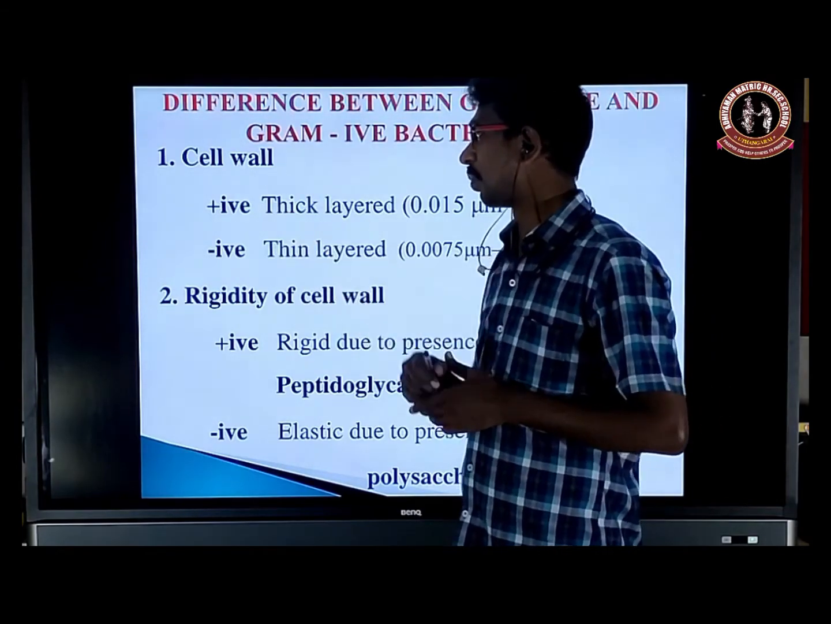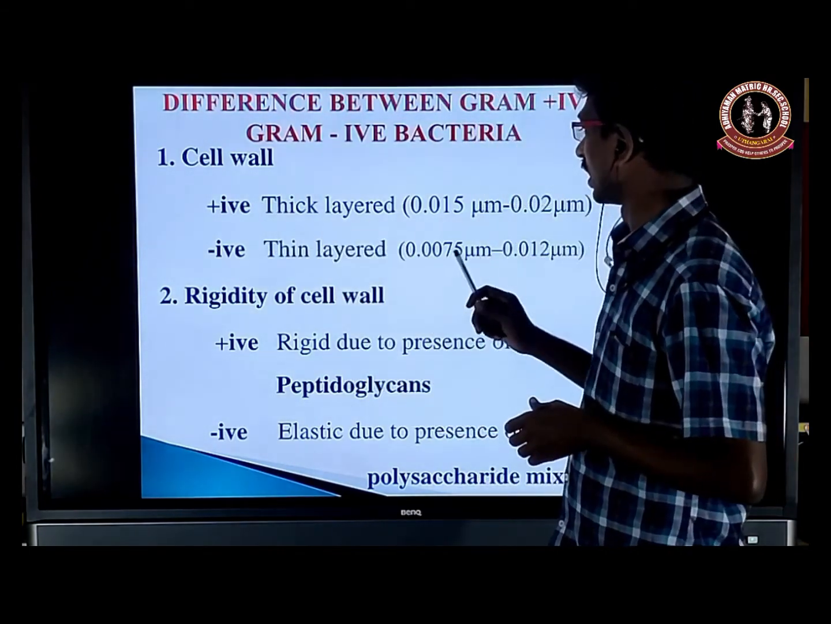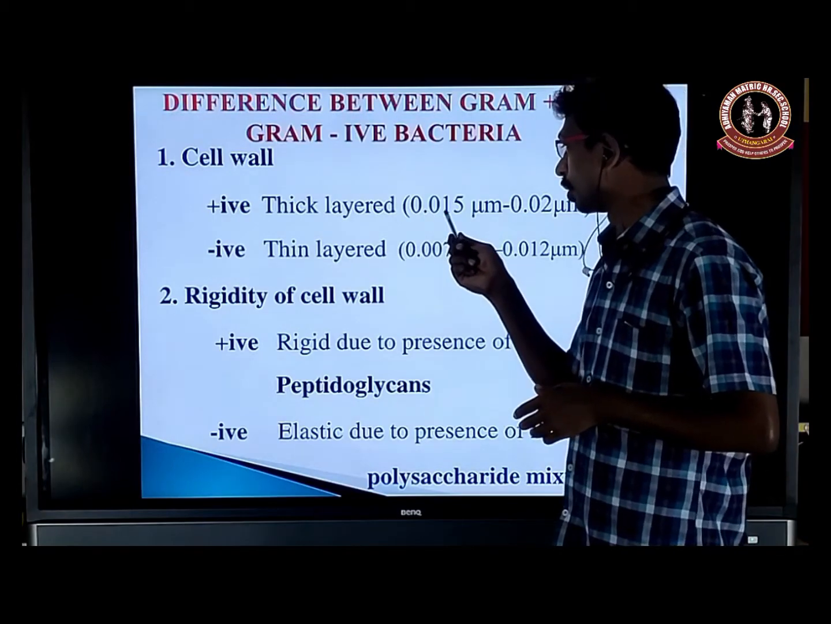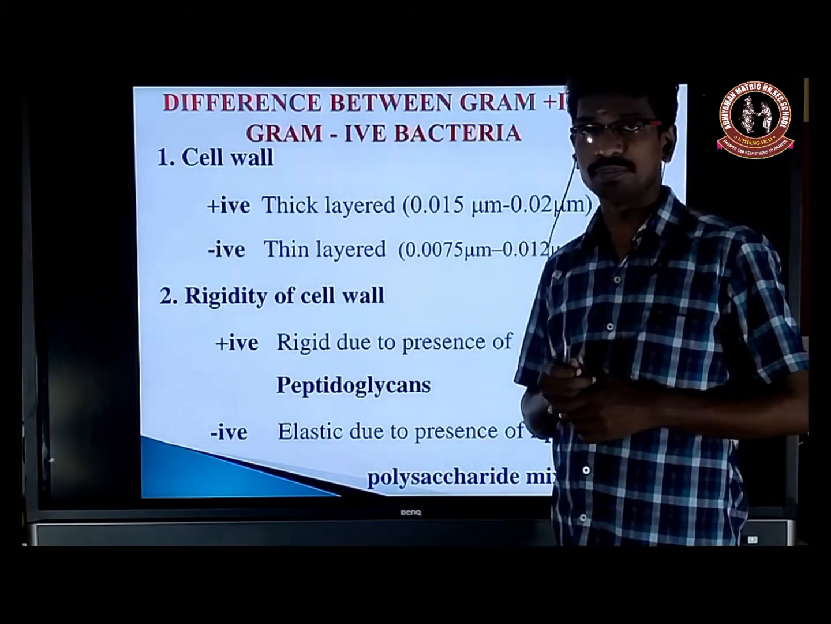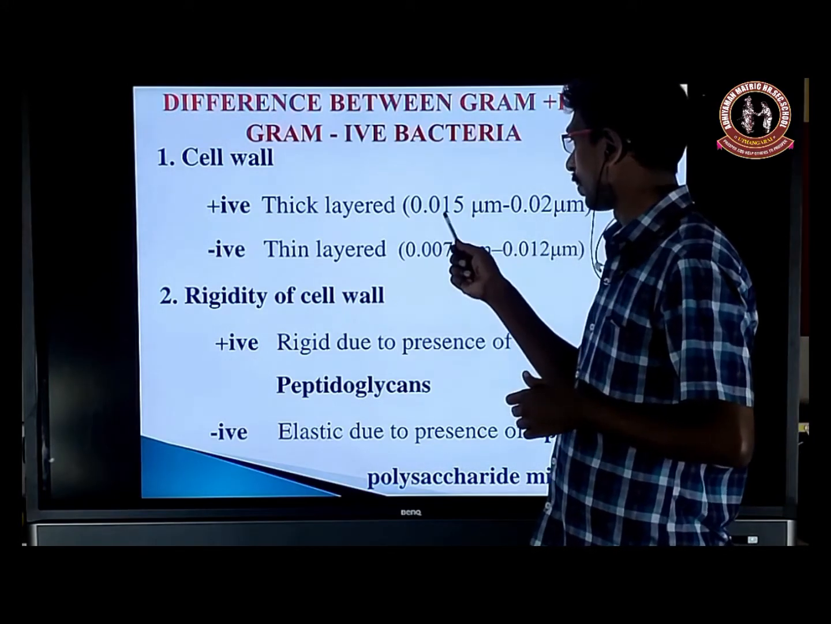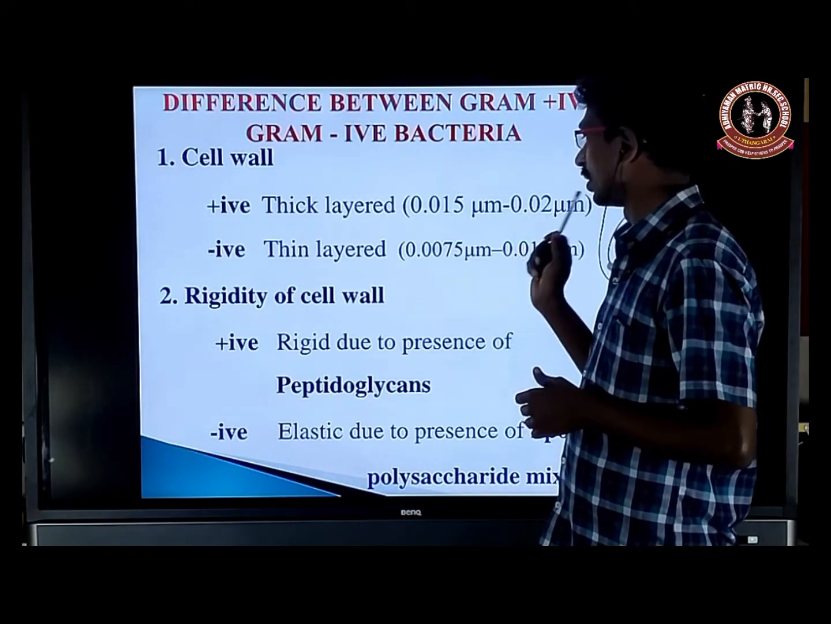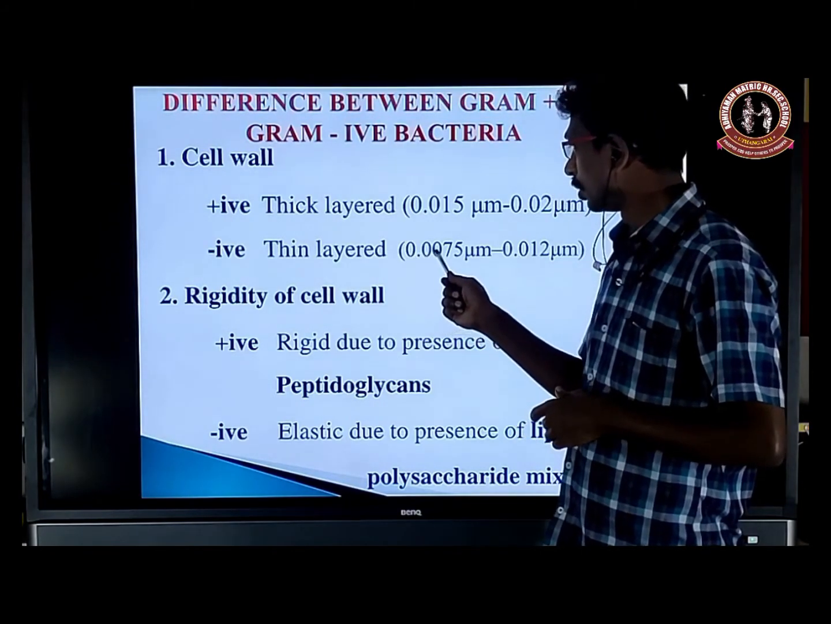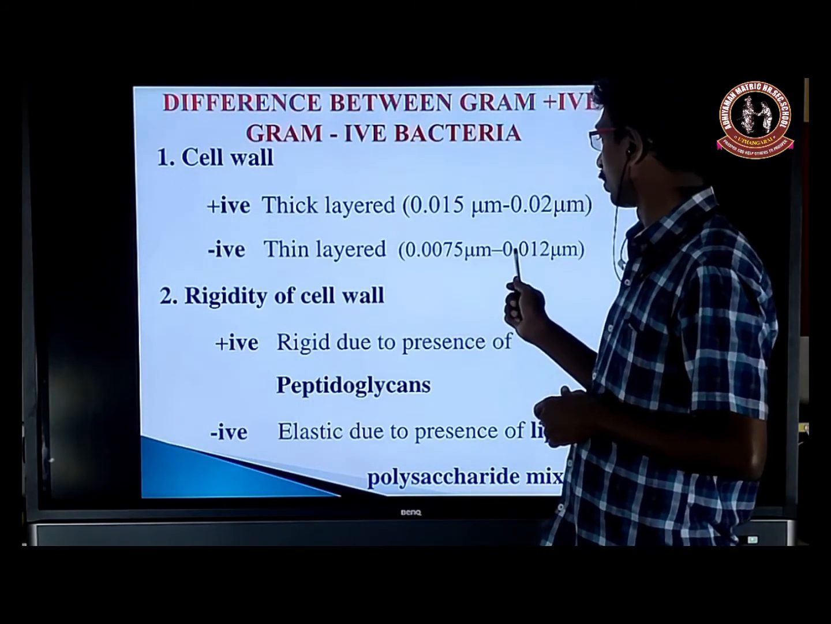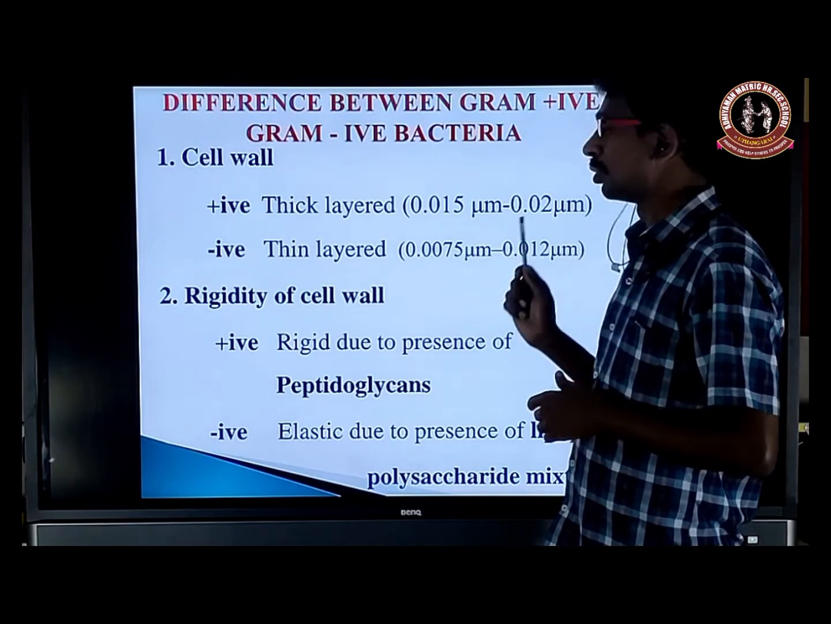Now we can clearly see the main differences between gram positive and gram negative. First one is the cell wall. The gram positive has a thick layer, measuring 0.015 to 0.02 micron. In gram negative it is very thin, measuring about 0.0075 to 0.012 micron.